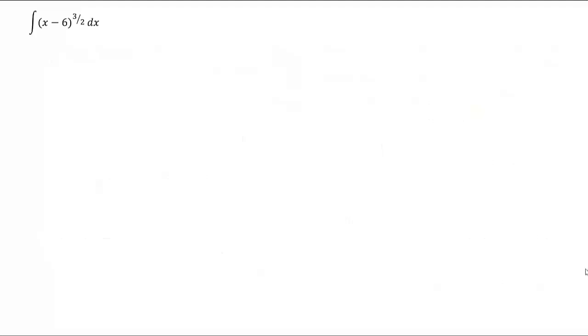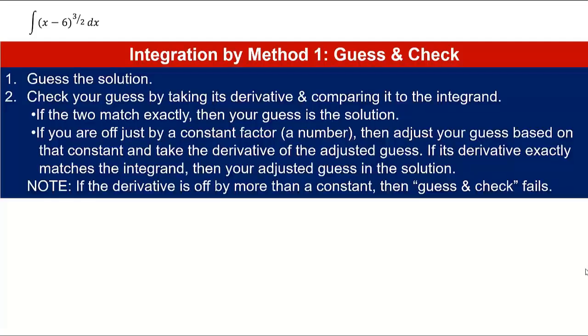Suppose I want to evaluate this integral, x minus 6 quantity to the 3/2 power. And suppose I want to do it by the guess and check method. What you have to remember is guess and check involves guessing the antiderivative, the integral, then checking your guess. If it matches exactly, then your guess is the answer.